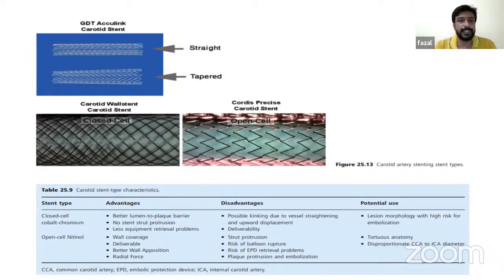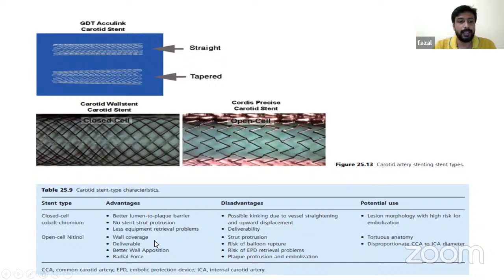So you can divide stents on the basis of whether they are straight or tapered, or another differentiation can be closed cell and open cell. You can see in the closed cell the lattices are very close together, whereas in the open cell you see the struts are far apart and the lattices are not close together. So the advantages of closed cell are it has a better lumen to plaque barrier and there is no strut protrusion because they are very close together. The disadvantages are a tendency for possible kinking and the issue of deliverability.